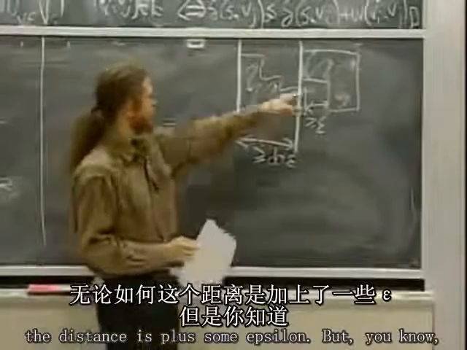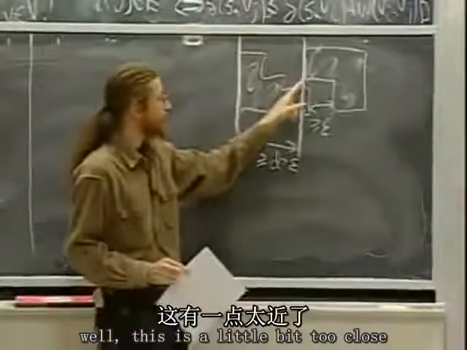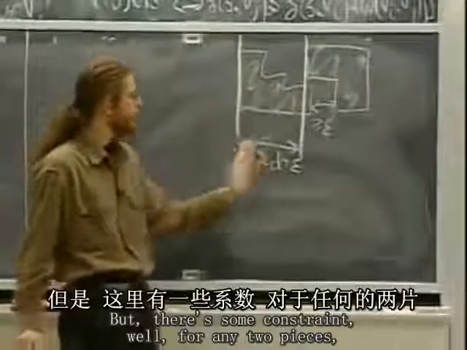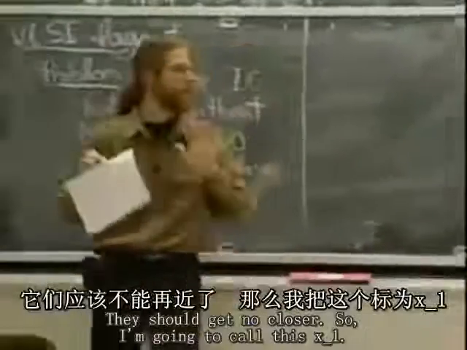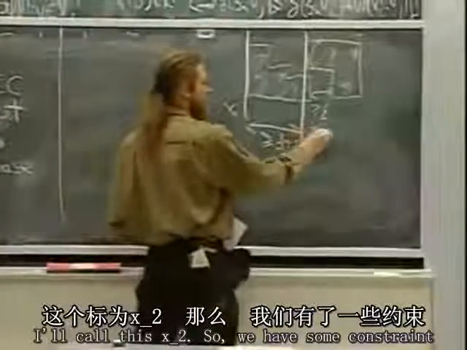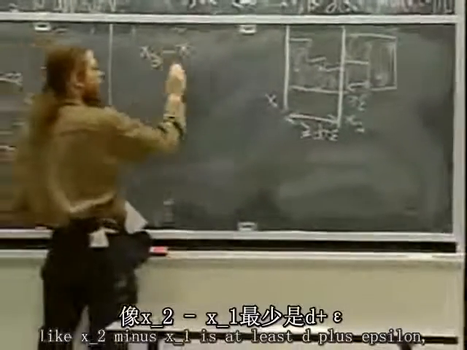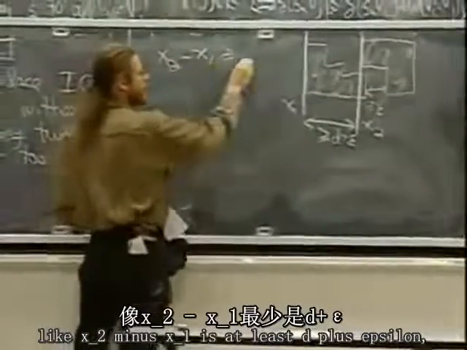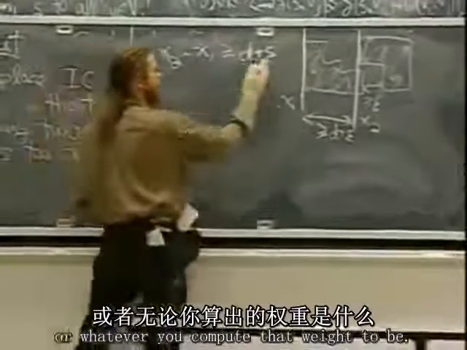But if you have some funky 2D shapes, you have to compute, well, this is a little bit too close because these come into alignment. But there's some constraint. For any two pieces, I could figure out how close they can get. They should get no closer. So I'm going to call this x1, call this x2. So we have some constraint like x2 minus x1 is at least d plus epsilon, or whatever you compute that weight to be.